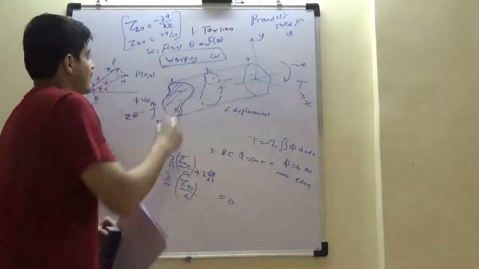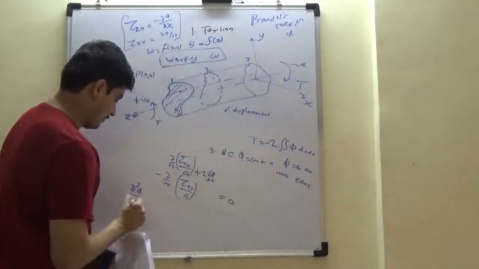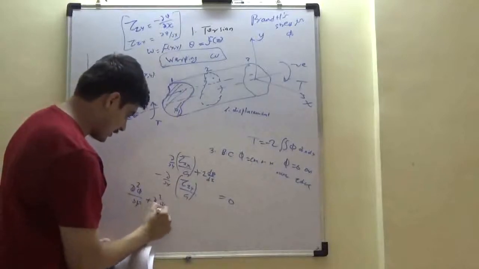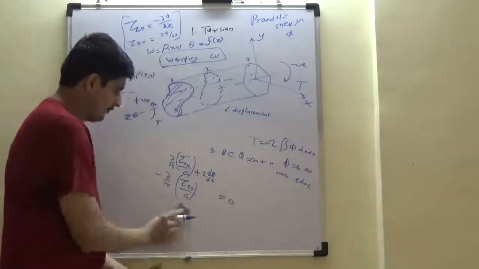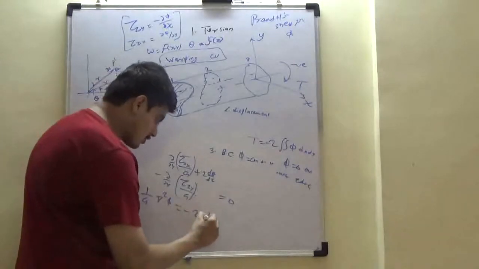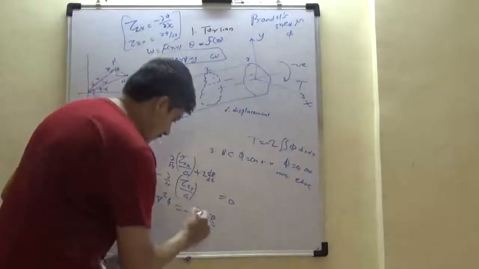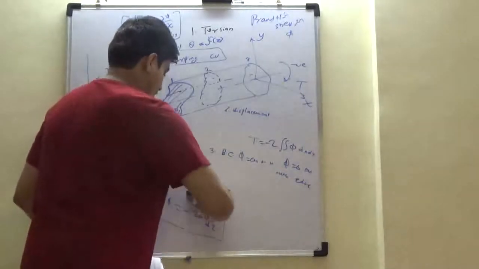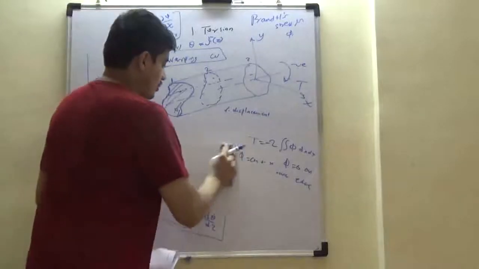Tau Zx is del phi by del Y. So this is del square phi by del Y square, and this is minus del phi by del X. So plus del square phi by del X square. So this is nothing but del square phi operator. So 1 upon G del square phi is equal to minus 2 d theta by dz, or del square phi is minus 2G d theta by dz. Extremely important and beautiful relation that we have got by using the displacement conditions.